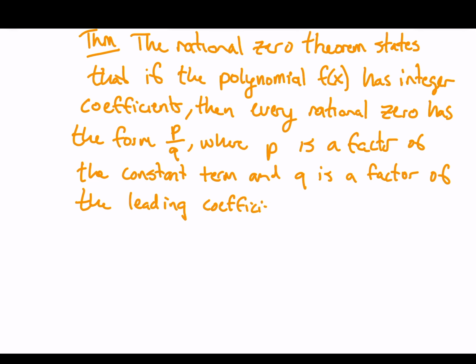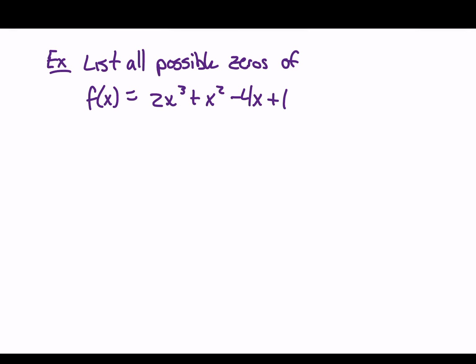Okay, now that we have the rational zero theorem, let's try an example. Okay, in this example, we want to list all the possible zeros of f of x equals 2x cubed plus x squared minus 4x plus 1. So the first thing that we want to do is determine all of the factors of our constant term, which is 1, and all the factors of our leading coefficient, which is 2.